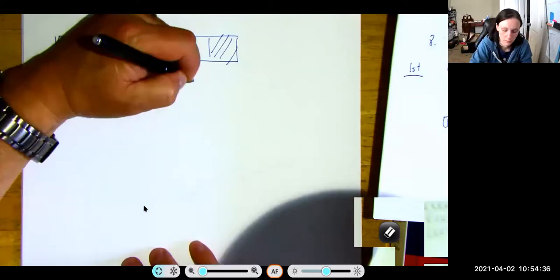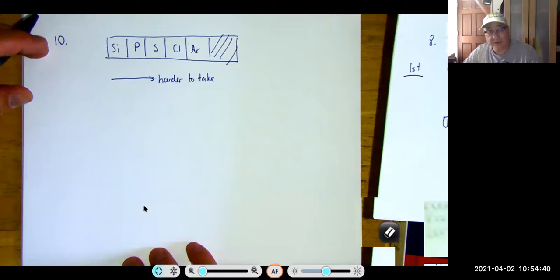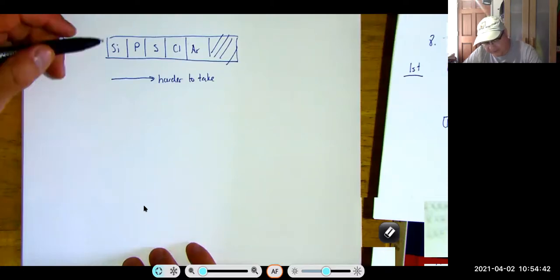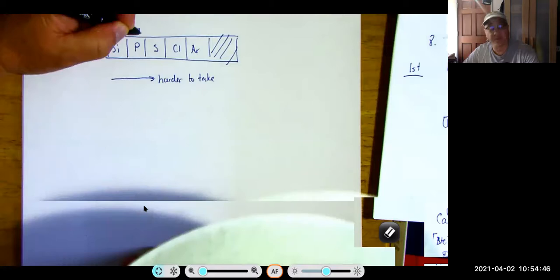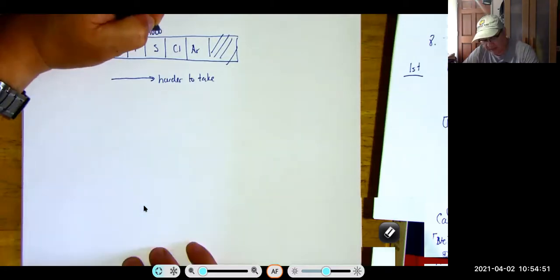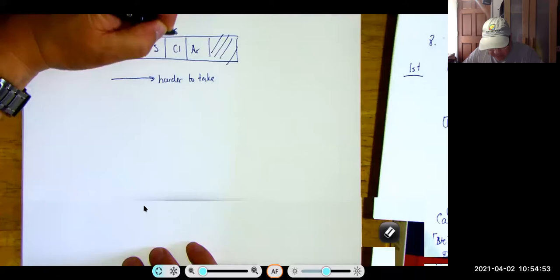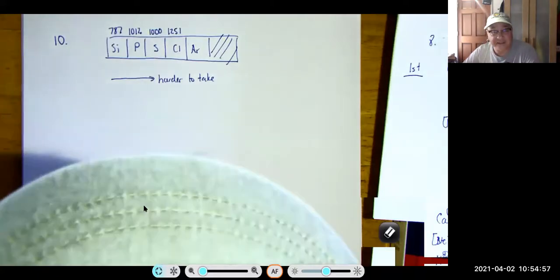Yeah, that's in general, right? Okay, but look at the values. We've got 787 here, 1012 here, 1000 here, and we've got 1251. So actually right here, there's a drop. It's not harder to take, it's easier.